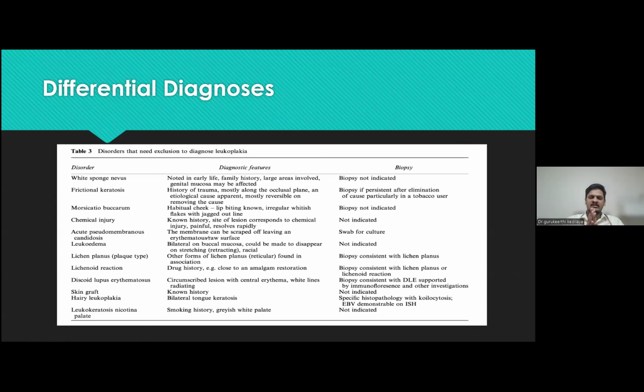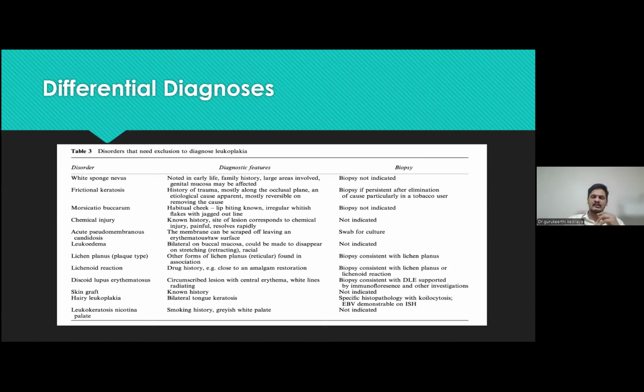So, as I said, leukoplakia is nothing but the diagnosis of exclusion for white patches. Various differential diagnoses when you see a patient with white patches include white sponge nevus, frictional keratosis, morsicatio buccarum, chemical injury, acute pseudomembranous candidosis, leukoedema, lichen planus and lichenoid reactions, DLE, graft versus host disease, hairy leukoplakia, and leukokeratosis nicotina.